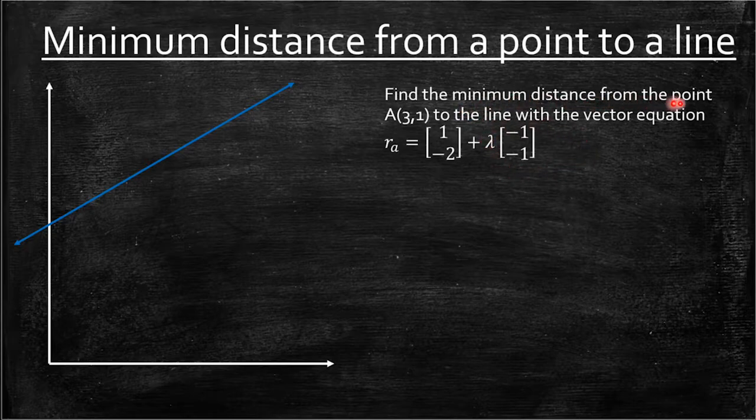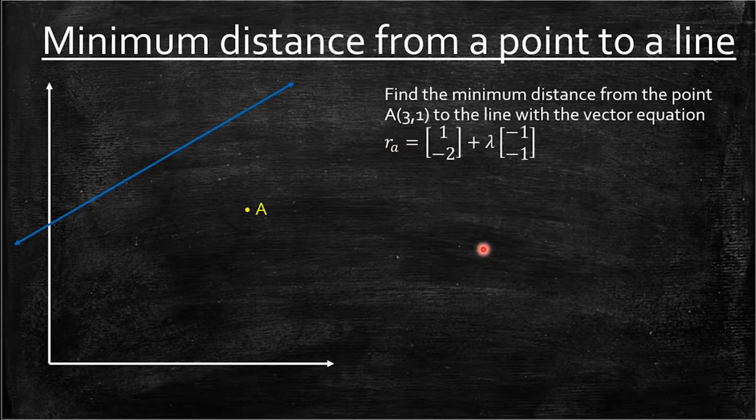Find the minimum distance from the point A (3, 1) to the line with this vector equation. Now, I've just drawn up any generic line here. That's the blue line over there, and that'll represent this line over here. That's not necessarily how this line looks. Then I'm going to bring up any generic point A.